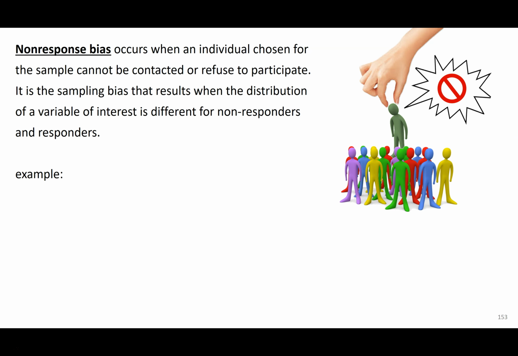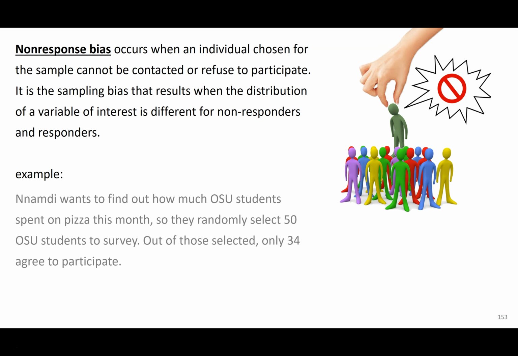It happens a lot. Goodness knows we're invited a lot. So, for example, Namdi still wants to know how much OSU students are spending on pizza. So they randomly select 50 students to participate in a survey. But out of those that are selected, only 34 agree to participate. And this is problematic because the 16 that didn't participate, they probably didn't choose to not participate at random. There might be something systematically there.